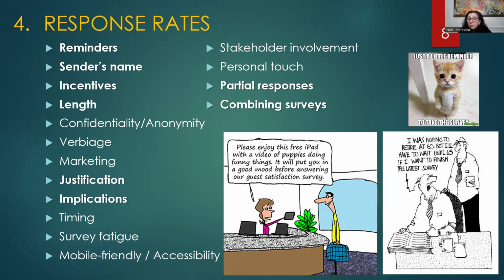The sender's name is also critical to the response rate. If the students are familiar with the person, they trust the person, they're more likely to respond to the survey. Incentives can go a long way, but they can also be counterproductive, which we don't realize, because certain types of incentive can create self-selection bias in your responses. So you need to be very aware of that. We've already talked about the length, the justification and implications. Involving stakeholders can also greatly increase your response rate.